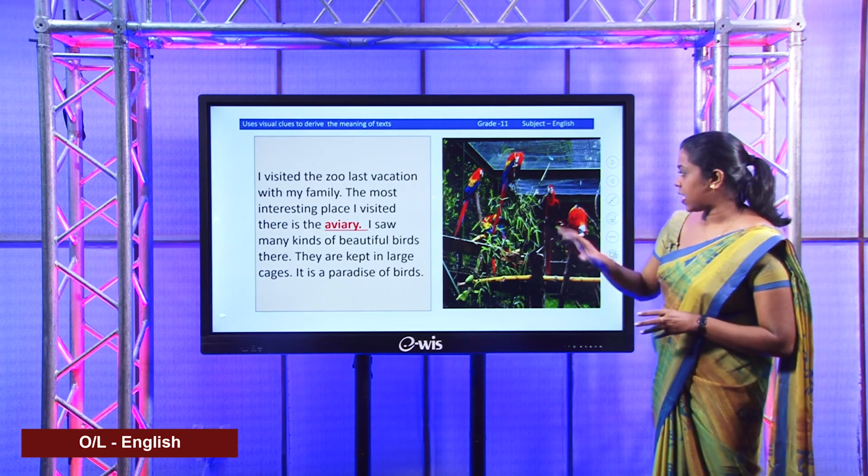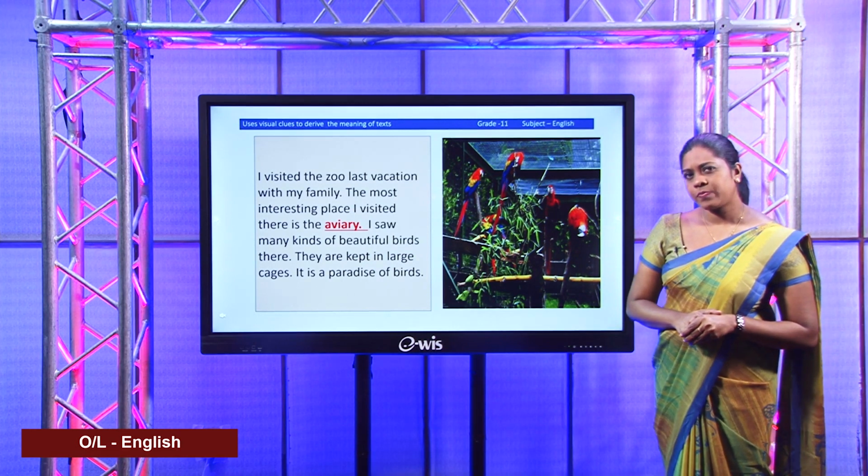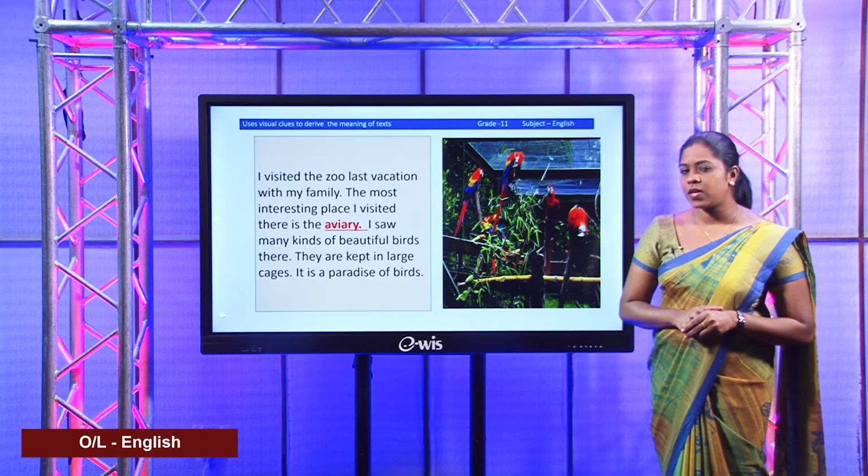We have a text as well as a picture. What do you see in the picture? Observe the picture and let's read the text as well. There too you have a special word which is highlighted in red. "I visited the zoo last vacation with my family. The most interesting place I visited there is the aviary. I saw many kinds of beautiful birds there. They are kept in large cages. It is a paradise of birds." What do you see in the picture? See whether you can guess the meaning of the word aviary.